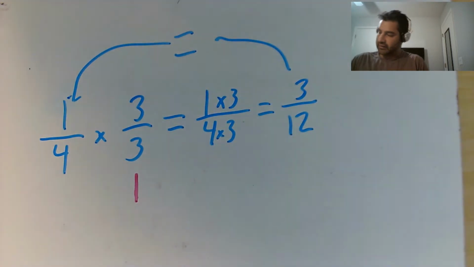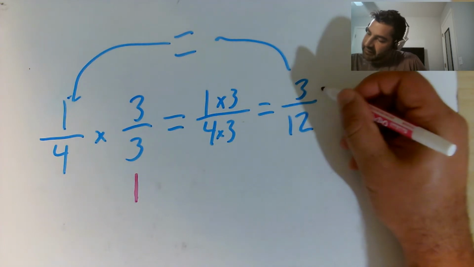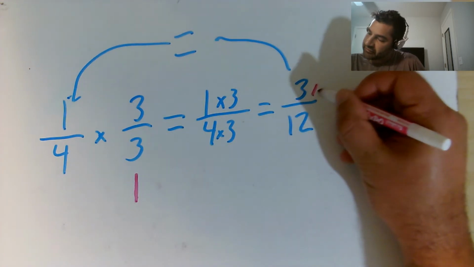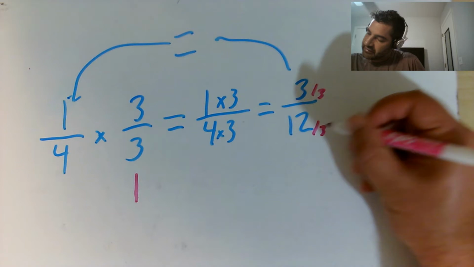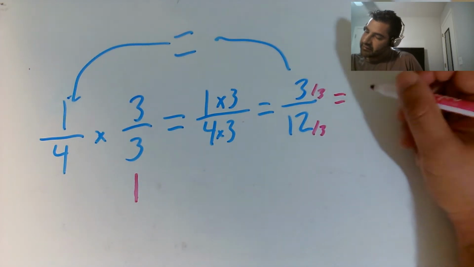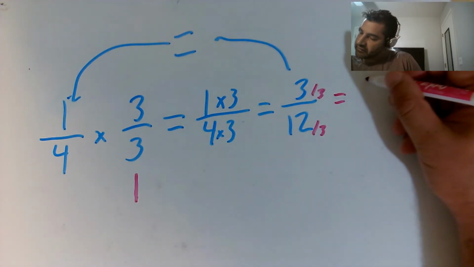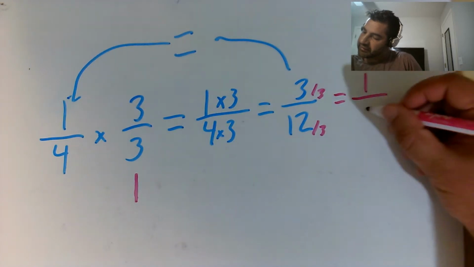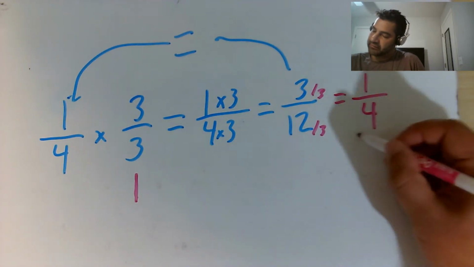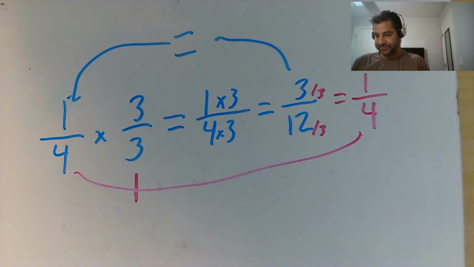If we take the bottom and the top and divide by 3, so we're going to divide by 3, divide by 3, and 3 divided by 3 is 1, and 12 divided by 3 is 4, and we get the same exact thing that we started with. Let's do dividing.